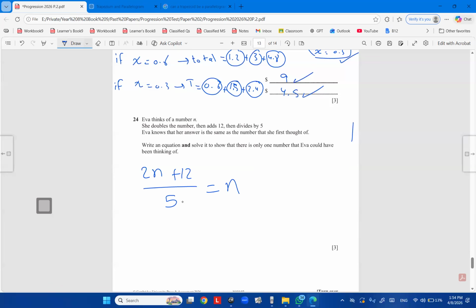Let's solve for n now. I'm going to send the 5 over there to multiplication. So 2n plus 12 equals 5n. I'm going to send the small n to the other side. So 12 equals 5n minus 2n, which is 3n. So I know that n is 4. The question asks to write an equation and solve it to show there is only one number that Eva could have been thinking of. We wrote the equation, we solved it.